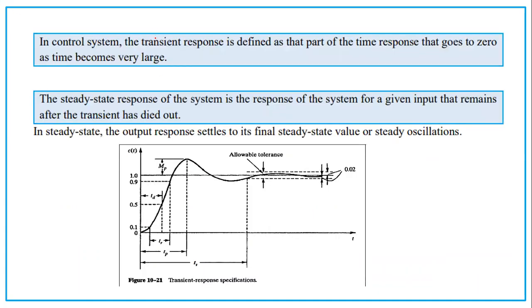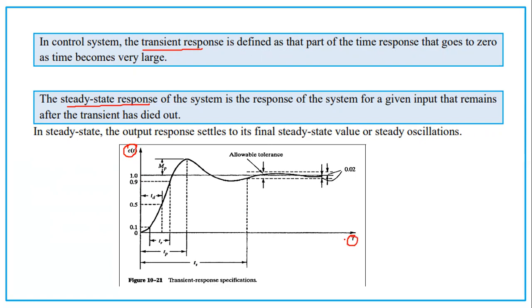In control system, the transient response is defined as the part of the time response that goes to 0 as the time becomes very large. It is the response when input changes from one state to another, so it will not be steady. The steady state response of the system is the response for a given input that remains after the transient has died out.